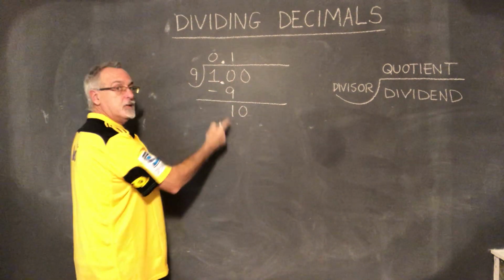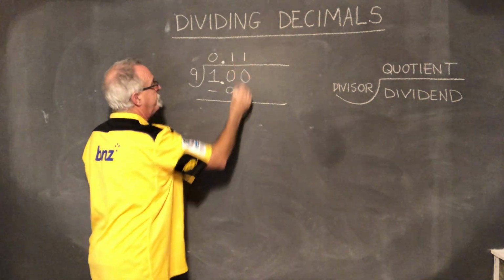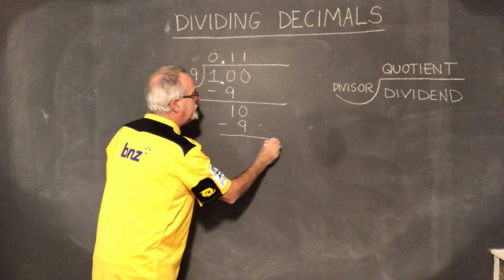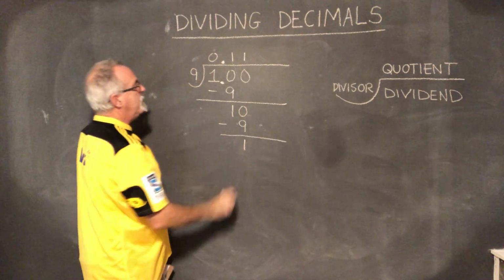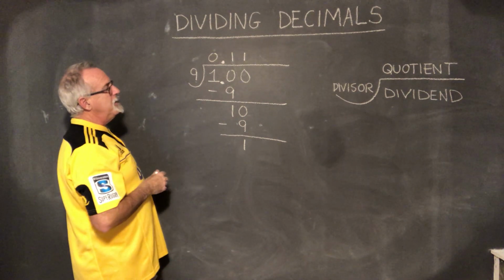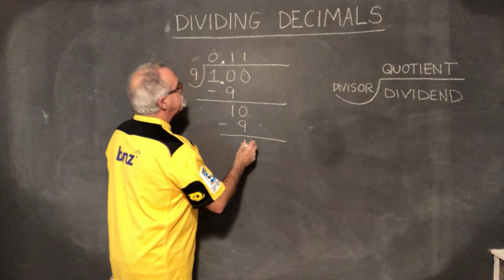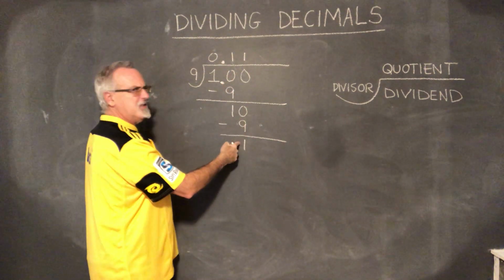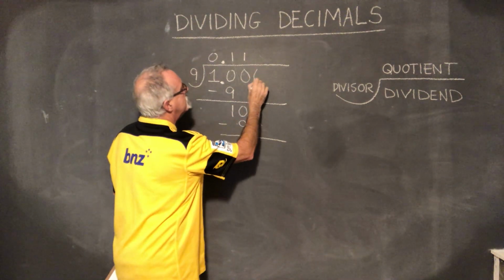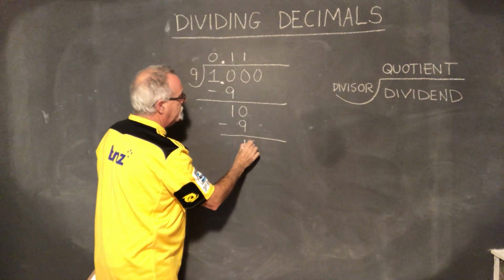Okay, 9 fits into 10, 1 time. So therefore 9 times 1 is 9, subtract. It happened again. 10 minus 9 is 1. Oh, I'm starting to see a pattern emerge. I'm starting to get an idea of what's happening here. Because if it happened twice, does that mean it has to keep happening? So I'm going to put another 0, and therefore I can put another 0 here.